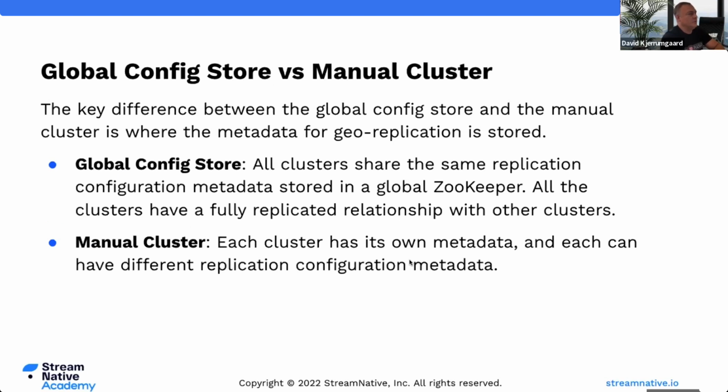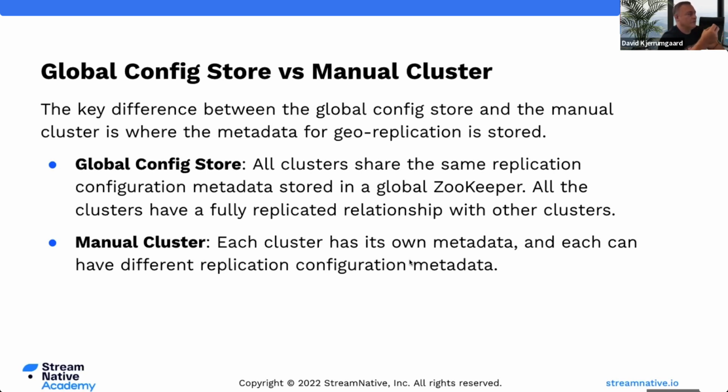Key difference between the global configuration store and the manual cluster is where the metadata for geo-replication is stored. Again, this goes back to the different configuration stores and the etcd question, right? So the etcd implementation configuration store is configurable for the manual cluster. Each cluster has its own metadata. We can do this with etcd, and they can have their different replication configuration metadata internally stored there.